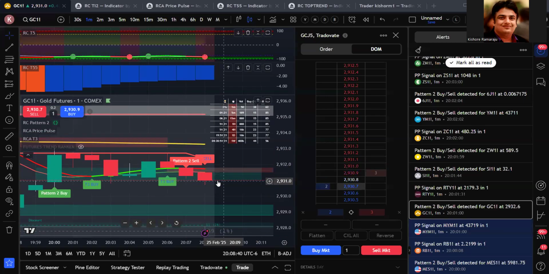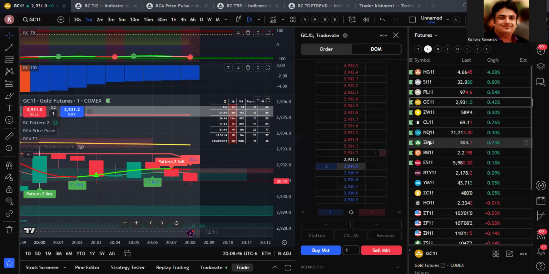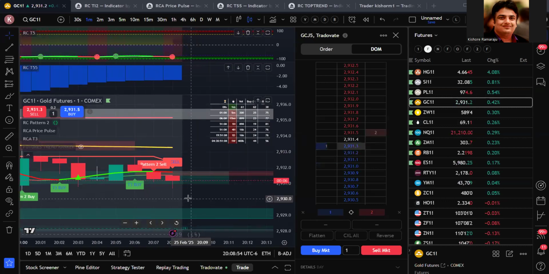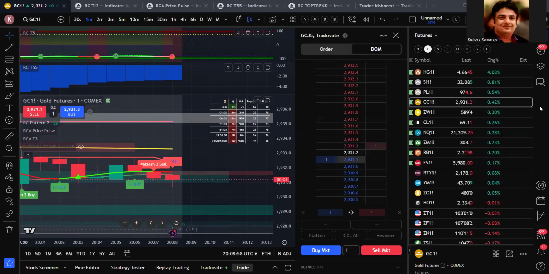We got a sell signal on gold, but it is better we avoid the sell signal because we already saw that all the metals are bullish. Copper, silver, platinum, GC, they are bullish. So avoid the sell signals, wait for the buy signals. So you are staying with the trend. You are not going opposite of the trend.